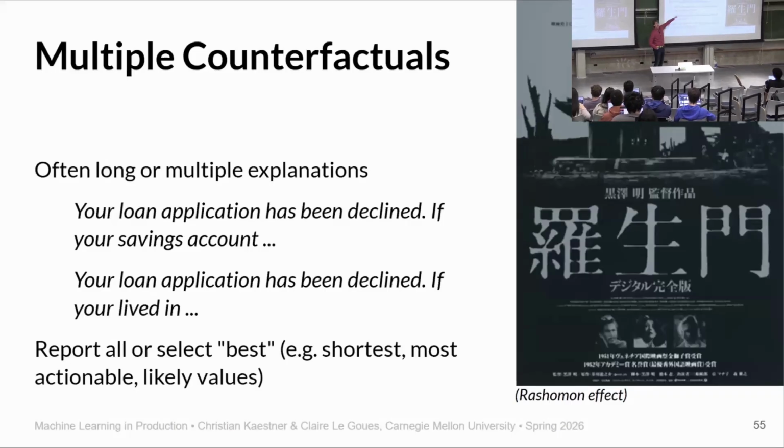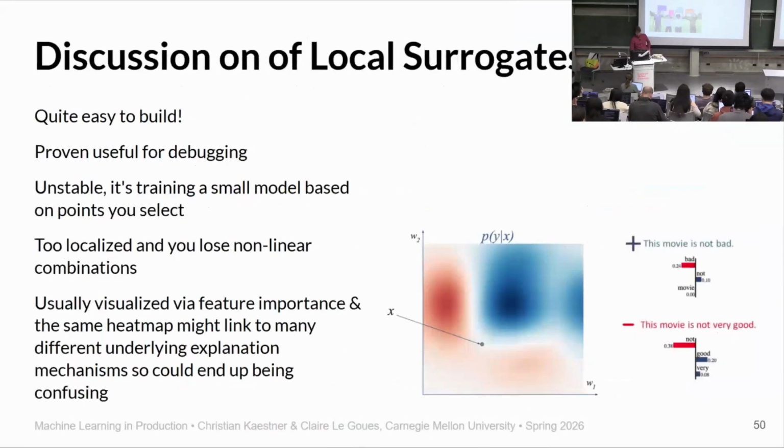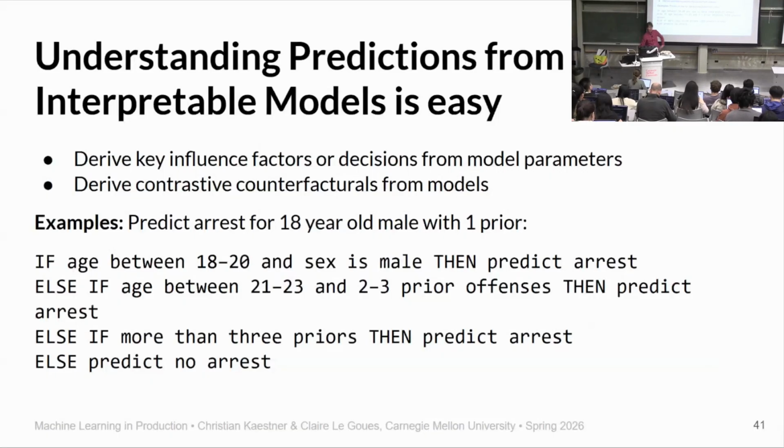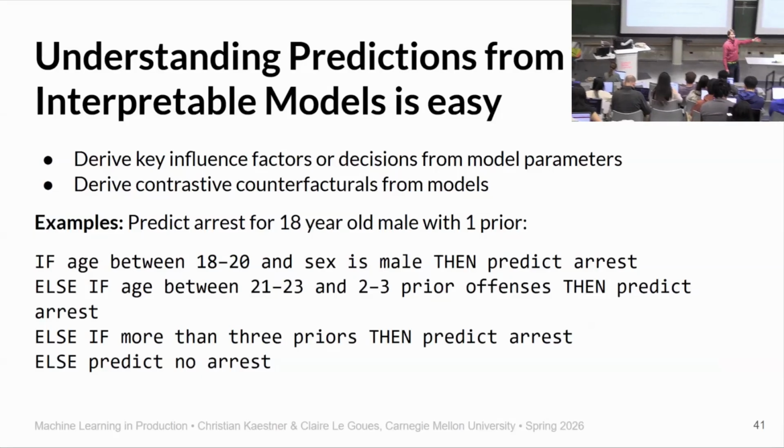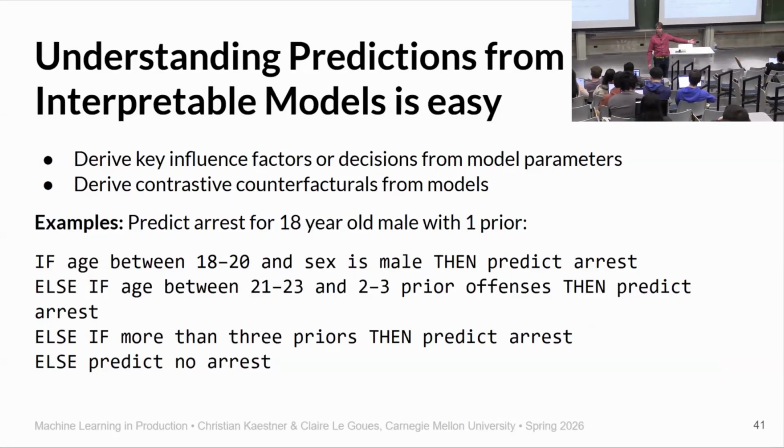The problem is that you can provide many alternative explanations here. Maybe your loan application would have been accepted if you had more money in the account. Sure, that's true. But also if you had lived in a different state, if you had been older, right? We have discussed this earlier. If you have a 20-year-old male with no prior offenses, you could say if you had been a female, if you had been a little bit older, if you had prior offenses, that doesn't matter in this case, right?